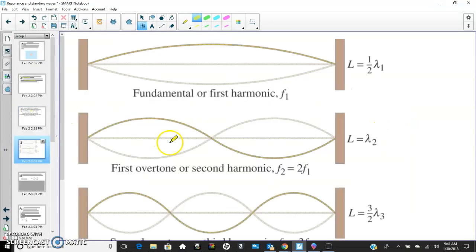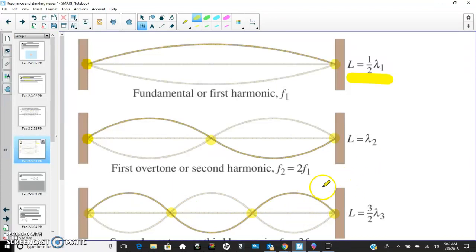So here we'll look at a diagram, and here we have a node at each end of this string. And we can see in the fundamental or the first harmonic that the length of the string is half a wavelength. So that's what sets up our fundamental or our first harmonic. And each higher harmonic is based after that. In the second harmonic, we have two half wavelengths. In the third harmonic, we have three half wavelengths, and so on.